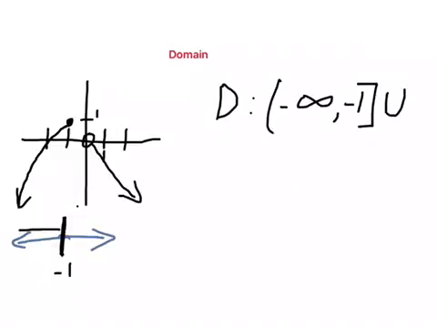Now it resumes, so I have to continue. I'm going to do that with this little union sign over here. It resumes at 0. However, 0 is not included because it's an open dot, so I'm going to use parentheses. And it goes off to infinity from there. And infinities always get parentheses.